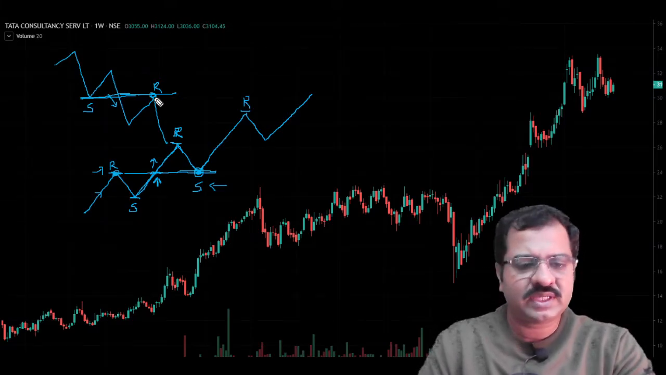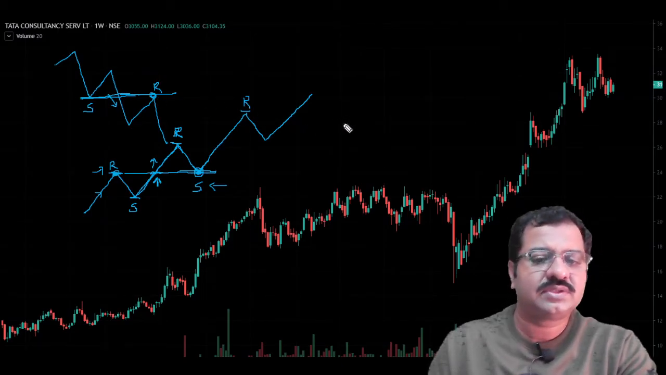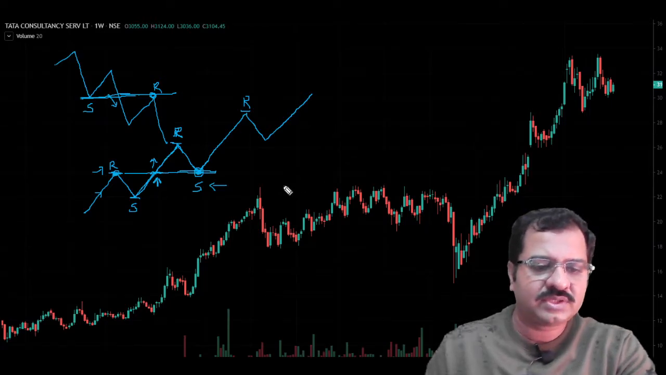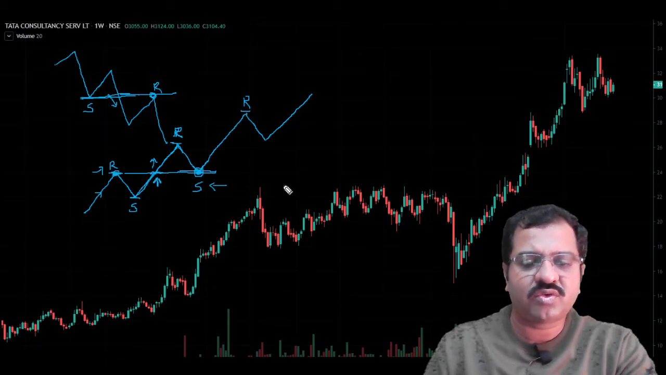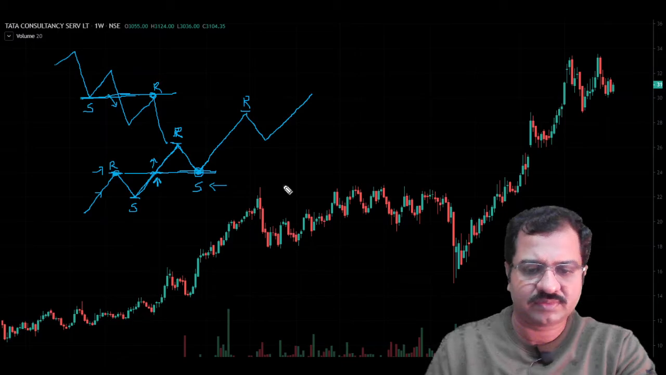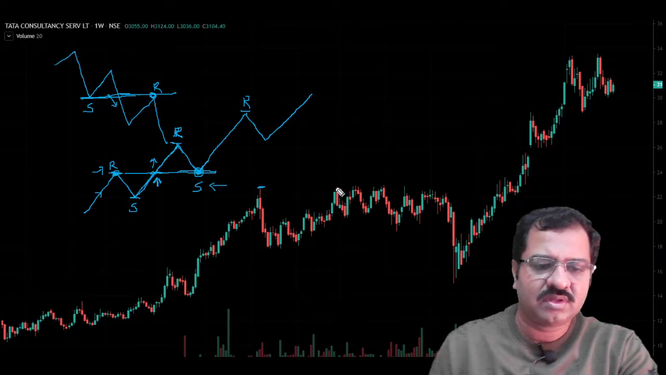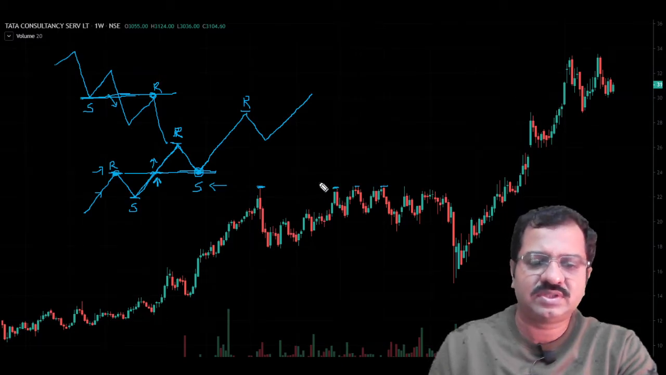Now next, what happens is, if price touches a certain level more than once, we call it a key level. So here on this chart I'm showing you, this 1, 2, 3, right? If price touches a level 2 times, then this is now a key level.